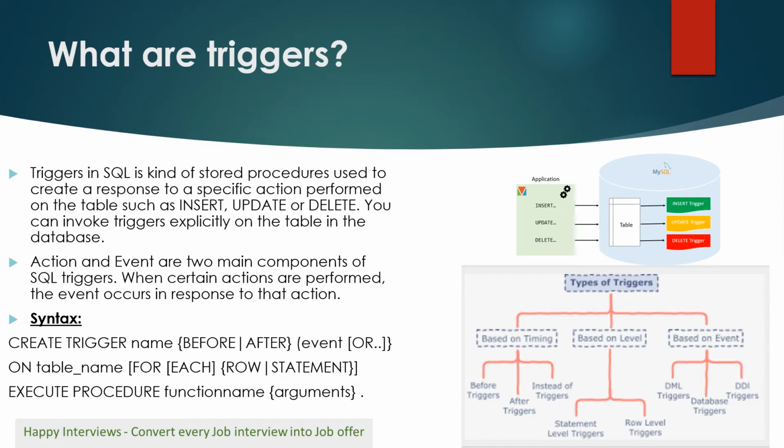Syntax to create a trigger is: create trigger name, before, after, event, on table_name, for each row statement, execute procedure function name, arguments. In the diagram we can see the types of trigger, about which we will cover in detail in later videos.